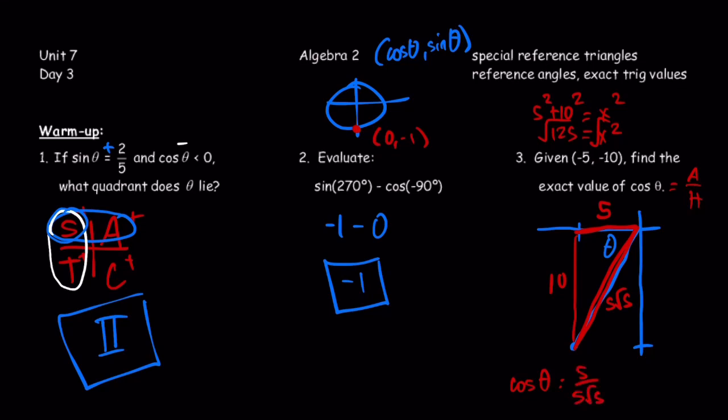And don't forget, because we are in the third quadrant, that's tangent's quadrant, so that means cosine is going to be negative here. So let's add the negative, and then we can just clean this up a little bit, divide both by 5, and I get -1 over square root 5. That's how I would leave it, unless it specifically tells you to rationalize the denominator.